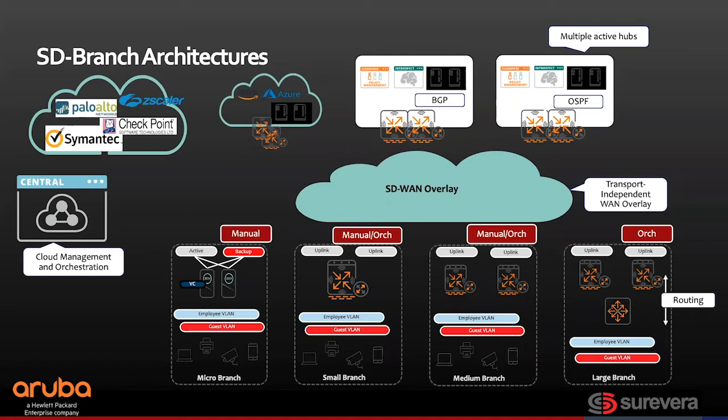And that's where we're going to be doing manual and orchestrated route overlays. Then we look at the medium branch. This is where we're going to add redundancy. We're going to have 2 branch gateways at the edge, and they will create redundant tunnels up to the SD-WAN overlay. Then your large branch, you're going to have much larger boxes, and then you're going to have a router beneath that, and then your devices behind there.